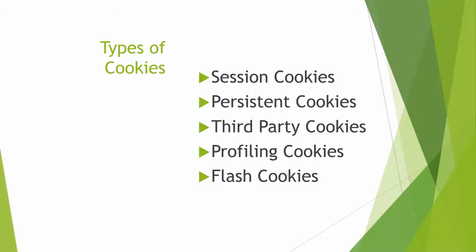Three, a third-party cookie. They collect information from other web pages as a way of tracking the user's activity and monitoring the performance of the system. Another type of cookie is profiling cookies. They act like persistent cookies, although they target the user's browser history to send messages that are in line with their interests. The last is flash cookies.